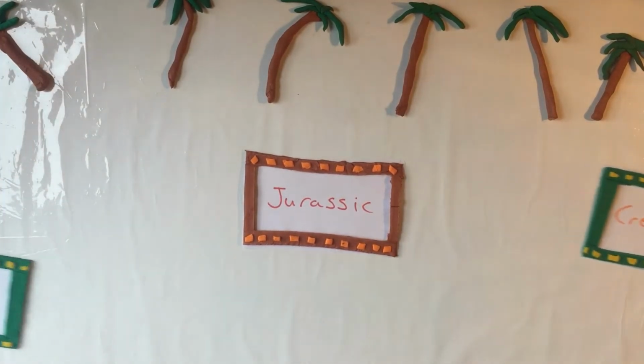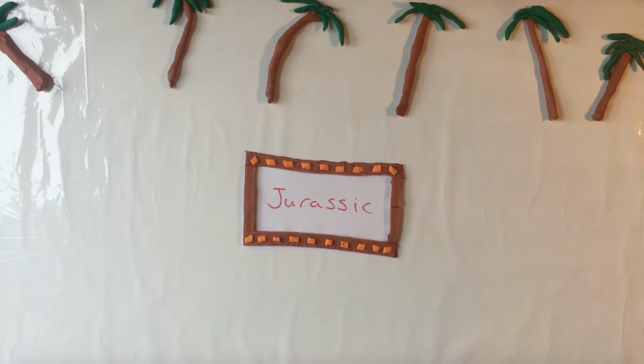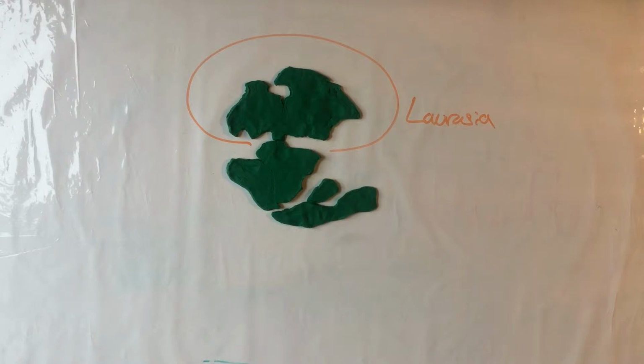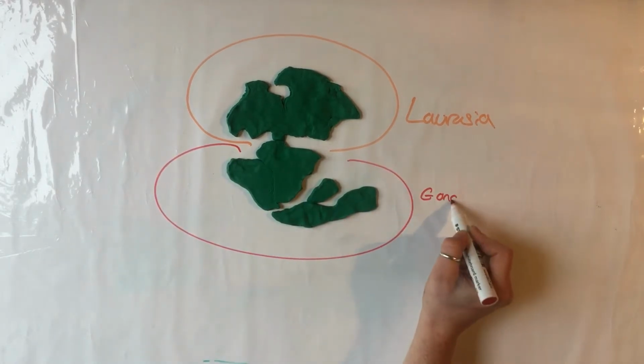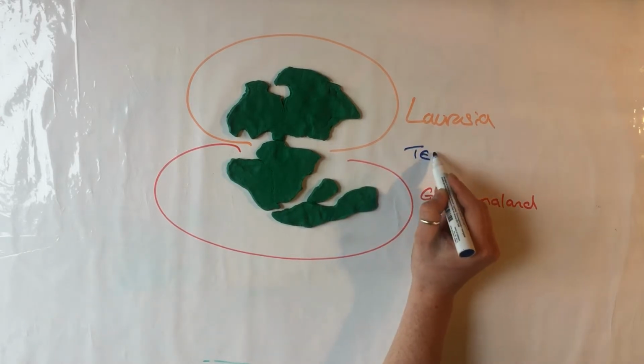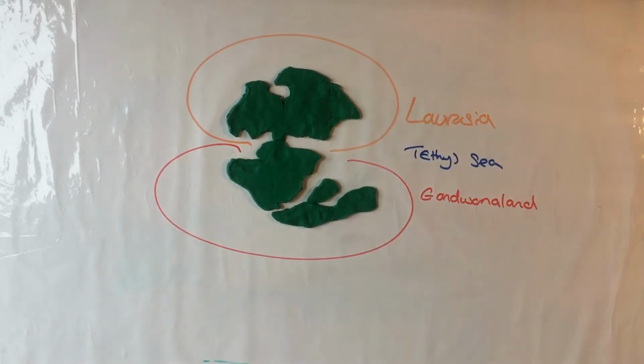So what's next? So next is the Jurassic period. So, has the world changed since last time? Oh, I know this. It's split into Laurasia and Gondwana. Not quite, but close. It splits into Laurasia and Gondwana land, surrounded by the Tethys Sea.